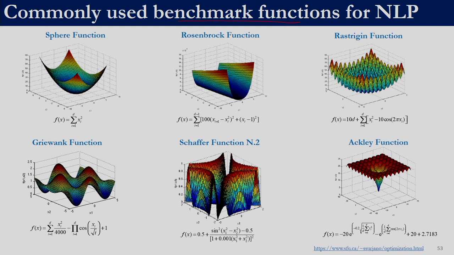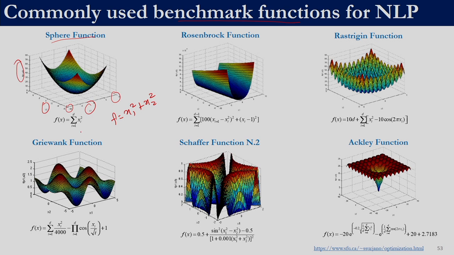So some of the benchmark functions that we will be referring to in this course are listed over here. The sphere function: the objective function is f = x1² + x2², let us say for a two variable problem, x1 and x2. This is how the objective function will behave in the search space between minus 10 and 10 for x1 and x2.